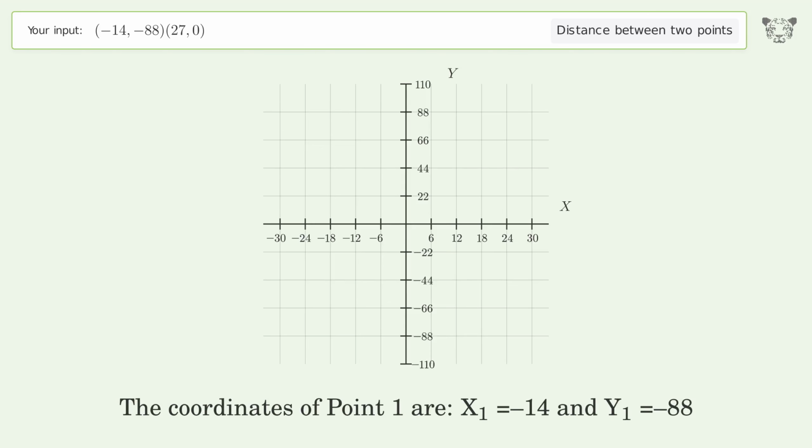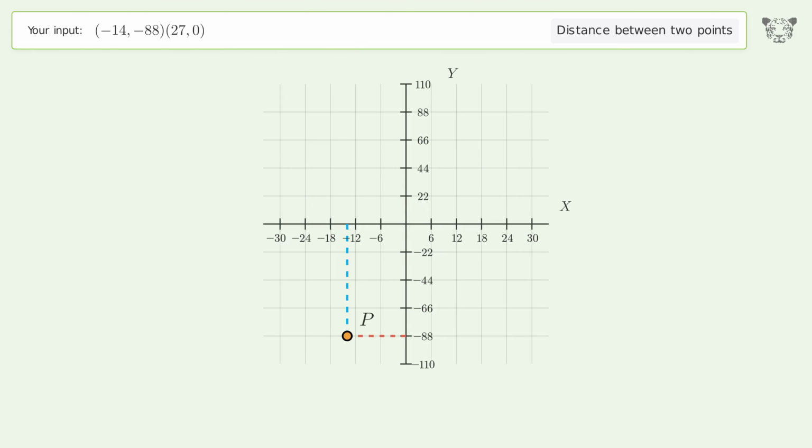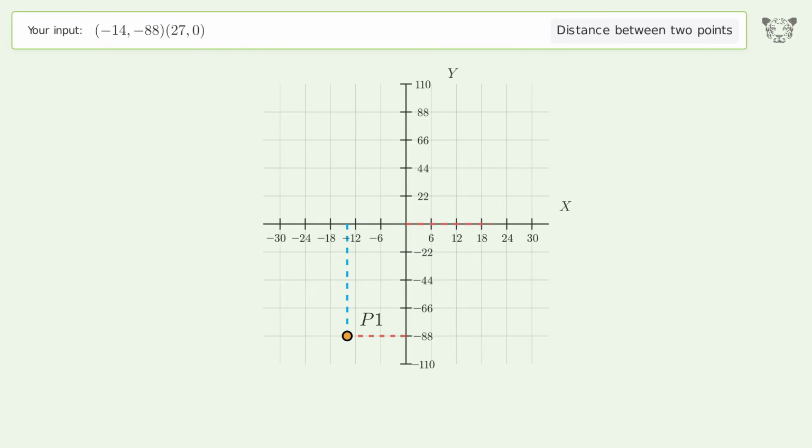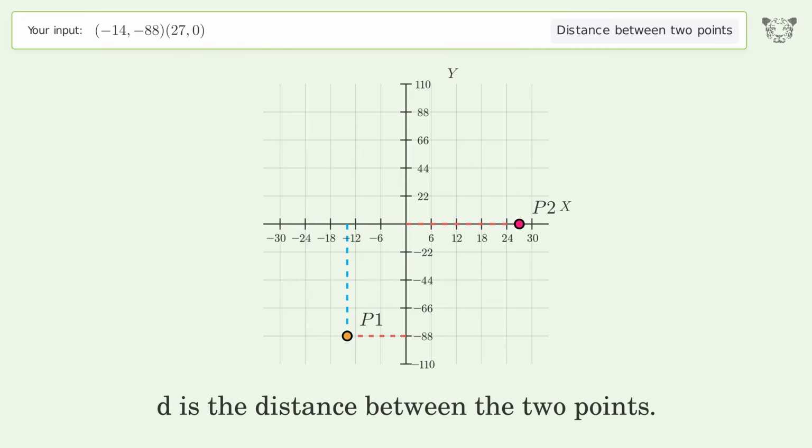The coordinates of point 1 are x1 equals -14 and y1 equals -88. The coordinates of point 2 are x2 equals 27 and y2 equals 0. D is the distance between the 2 points.